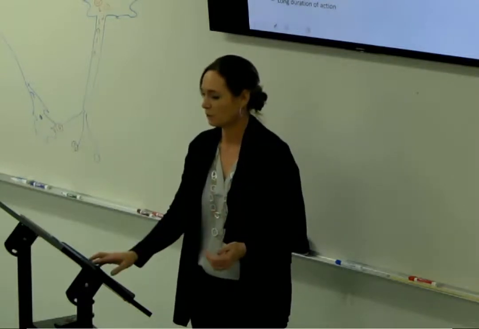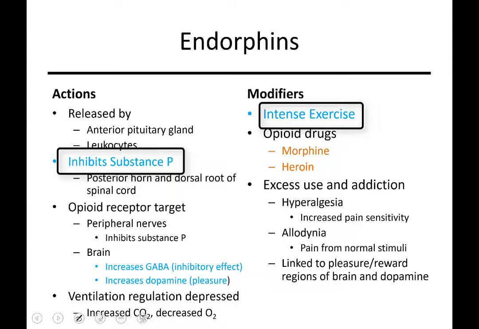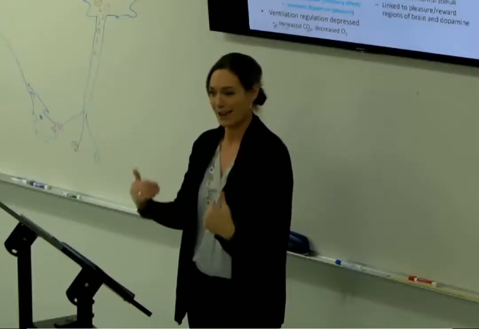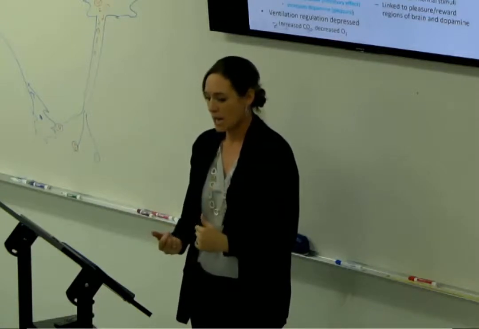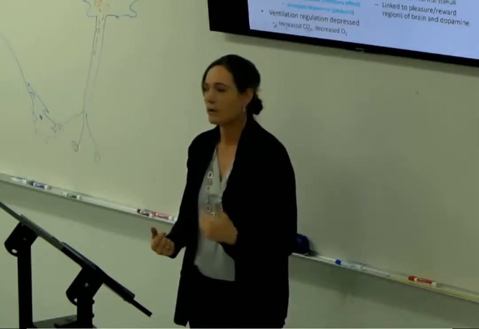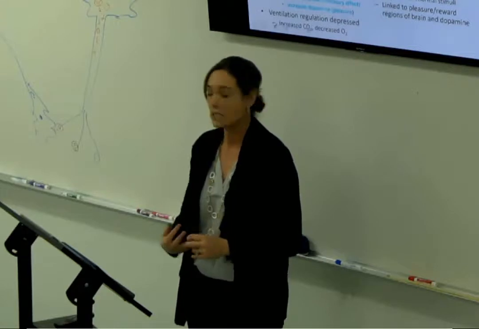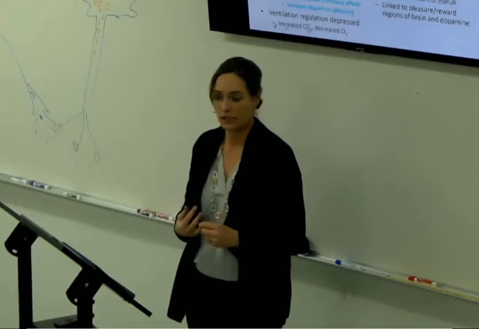So you have a balance of the two. Endorphins' first job is to inhibit substance P. Intense exercise will increase the release of endorphins. Also, opioid drugs. That's why people get addicted to them, because they fit our receptors perfectly. It is our unnatural way of getting our endorphins, through opioid drugs: morphine, heroin, and those. In the brain, it's going to increase GABA, an inhibitory effect, but it can also increase pleasure, the dopamine side of things. So you can see why some of these drugs become very addictive, because your receptors get used to having them, and it's also giving you these other feelings as well.